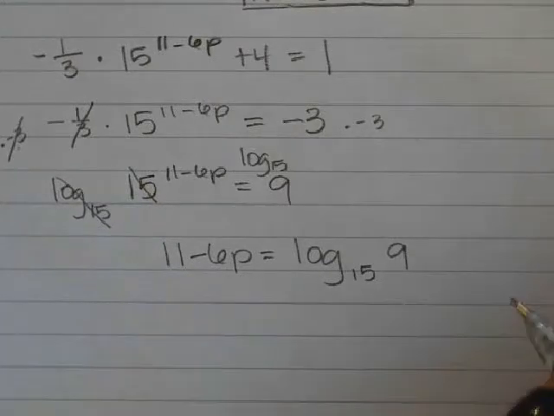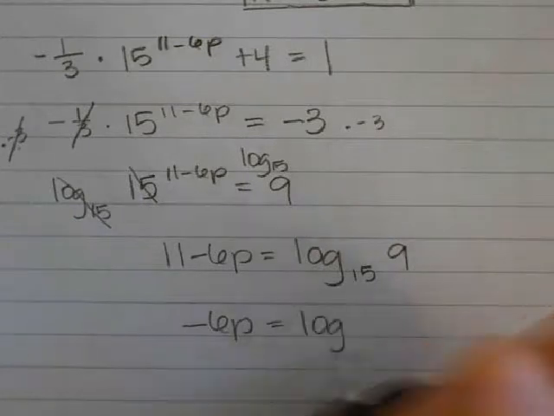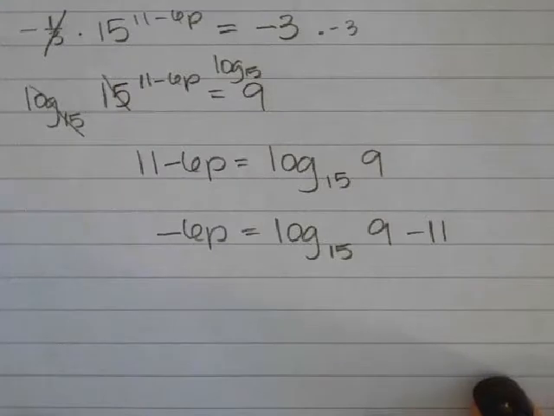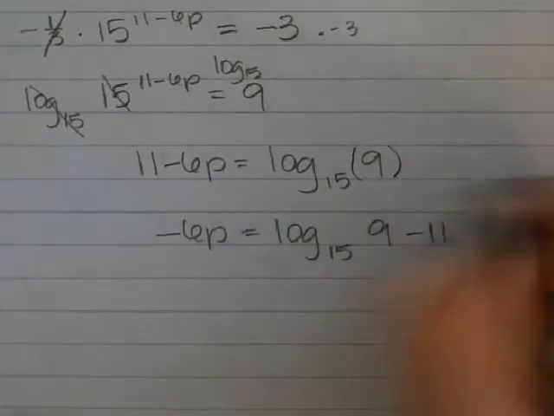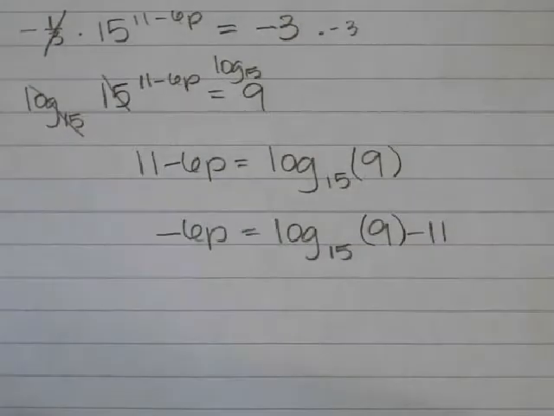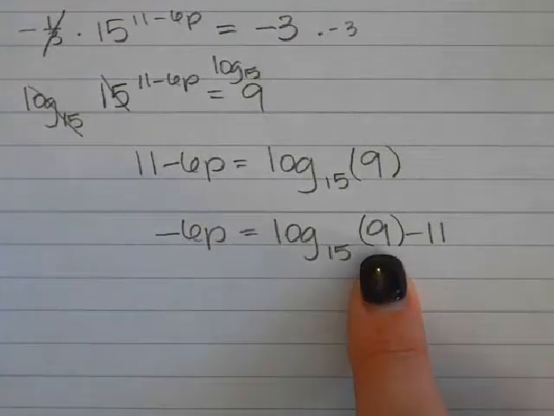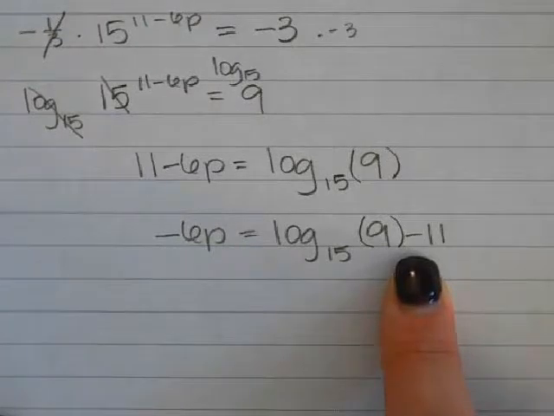I minus the 11. So negative 6p equals log base 15 of 9 minus 11. Can I combine like terms with the 9 and the 11? No. If you need to put "of 9" to remind yourself of that, that's not a bad idea. It will look like that when you type it in your calculator anyway. Okay. So the 9 is the thing that got logged. The 11 did not get logged. It was after that. Okay. Then what do I do?